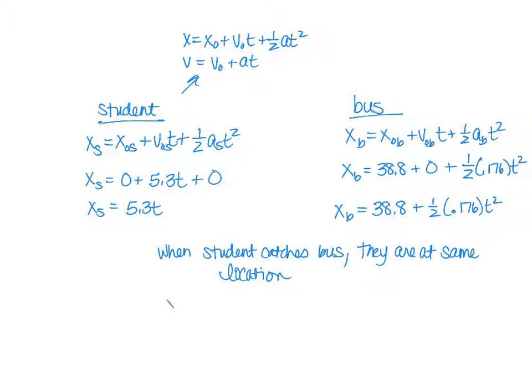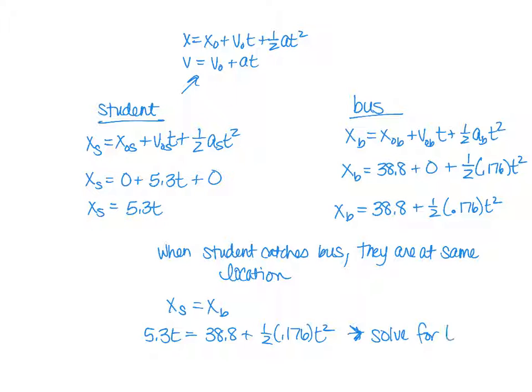And what this means is that the position of the student is equal to the position of the bus. So we would make 5.3t equal to 38.8 plus 1/2 0.176 t squared. And so this is the equation that we have to solve. This is going to allow us to find the time when she's going to reach the bus. So now it's a math problem, more or less.